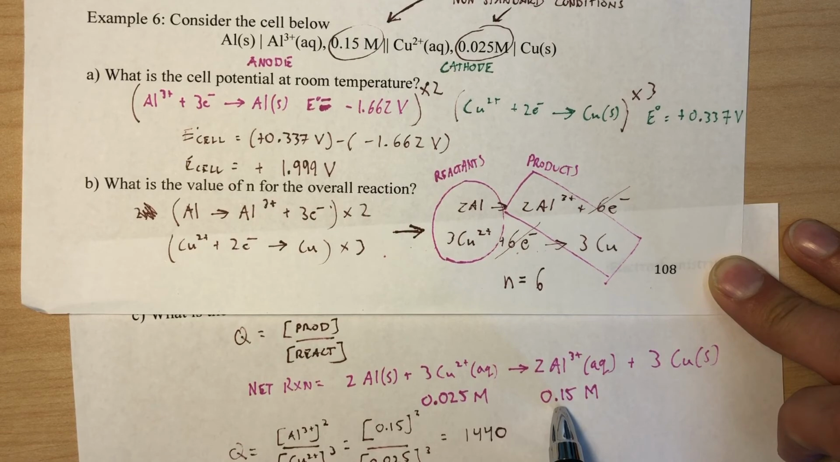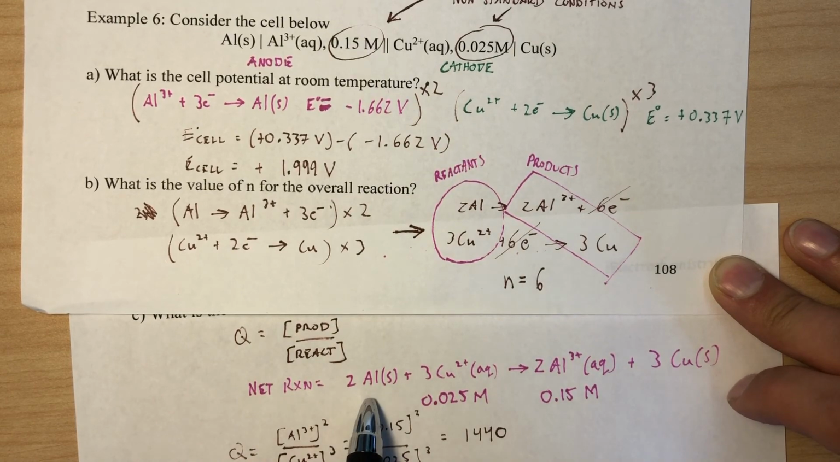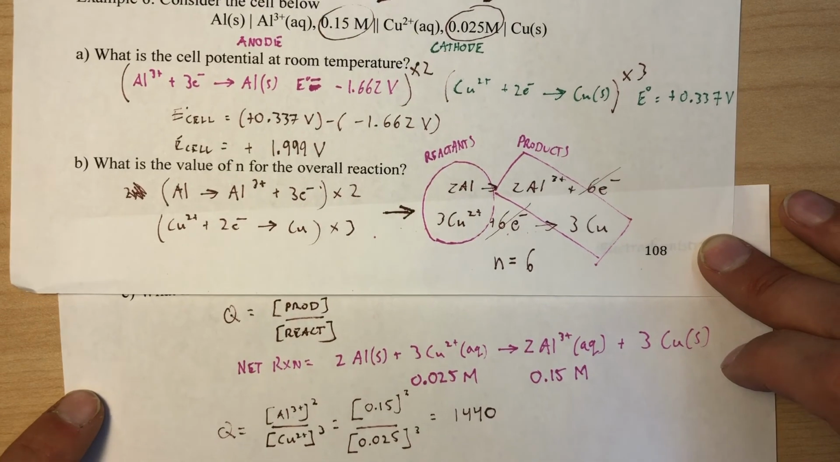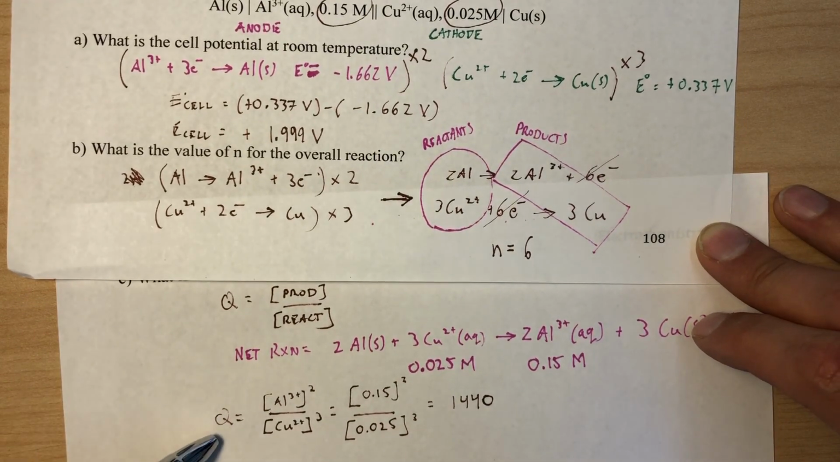So when we look at Q, it's going to be equal to the concentration of our products, our aluminum, divided by the concentration of our copper, shown here, our reactant. The copper solid in the product and the aluminum solid in the reactant do not come into play because they are solid and they are not in solution. So remember, when we're doing equilibrium constants, it's only things that are in solution.